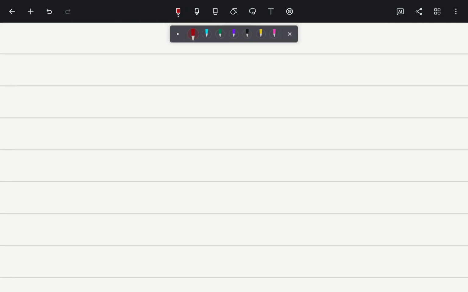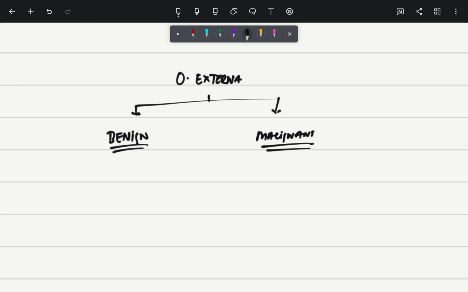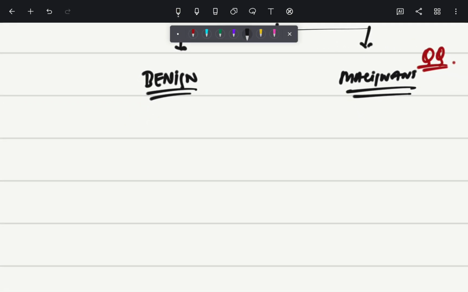Now let's talk about the different types of otitis externa. So otitis externa is divided into two types. One is your benign type and the other one is your malignant type. As the name suggests, malignant is more serious compared to the benign type. I will talk about malignant otitis externa in my next video. For today we will talk about the benign type. Okay, so benign is again divided into two types. One is your localized type and the other one is your diffuse type.